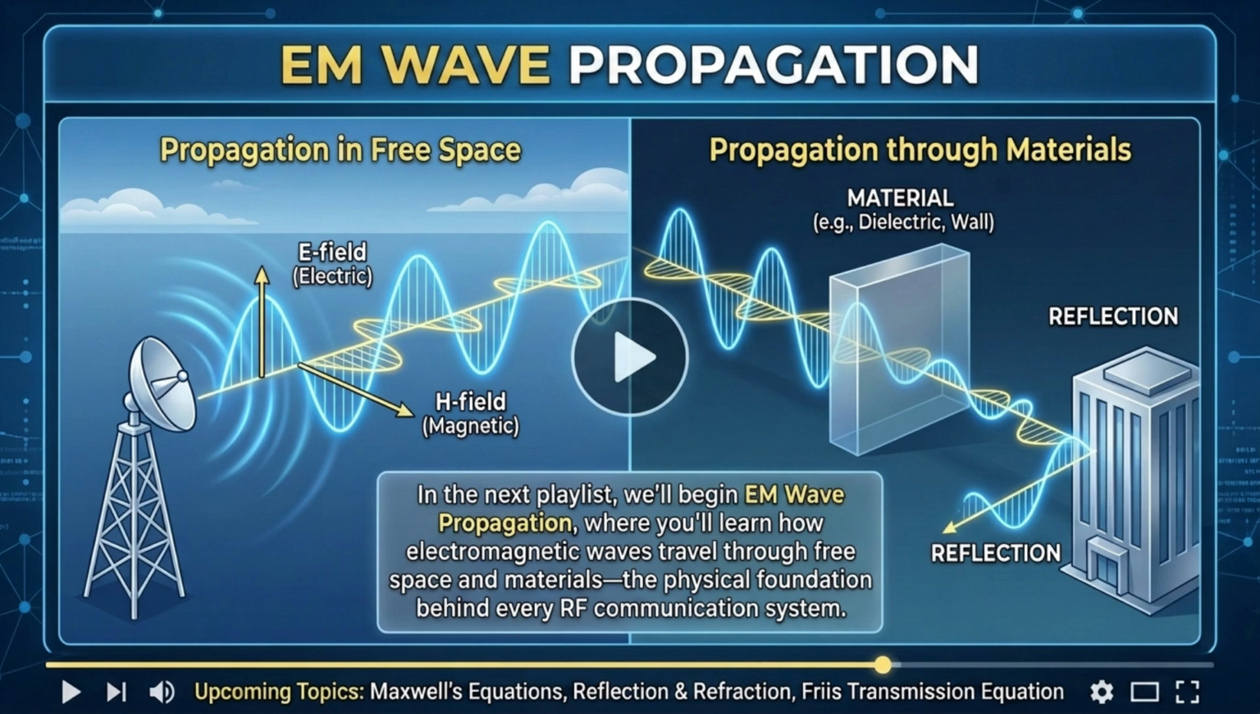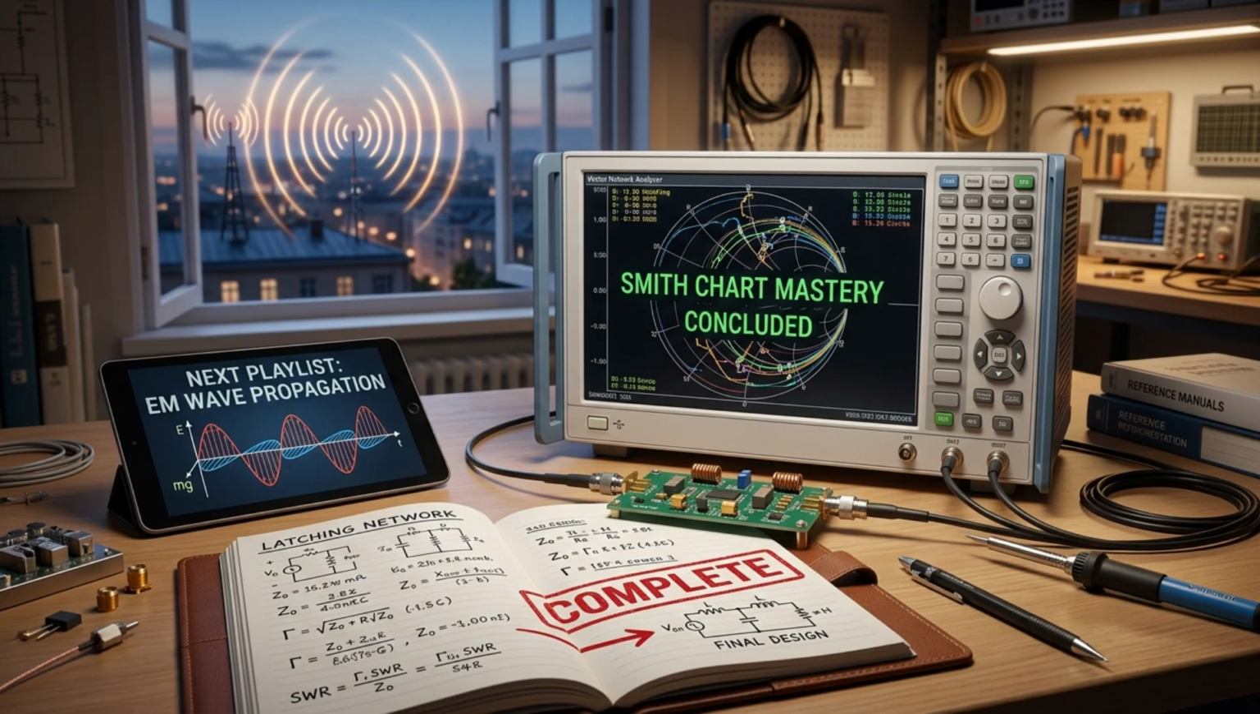In the next playlist, we'll begin EM wave propagation, where you'll learn how electromagnetic waves travel through free space and materials, the physical foundation behind every RF communication system. Congratulations on completing the Smith chart mastery playlist. You now understand how to visualize impedance, analyze reflections, design matching networks, and interpret real RF measurements using one of the most important tools in microwave engineering. In the next playlist, we'll begin EM wave propagation and explore how electromagnetic waves travel through the real world.